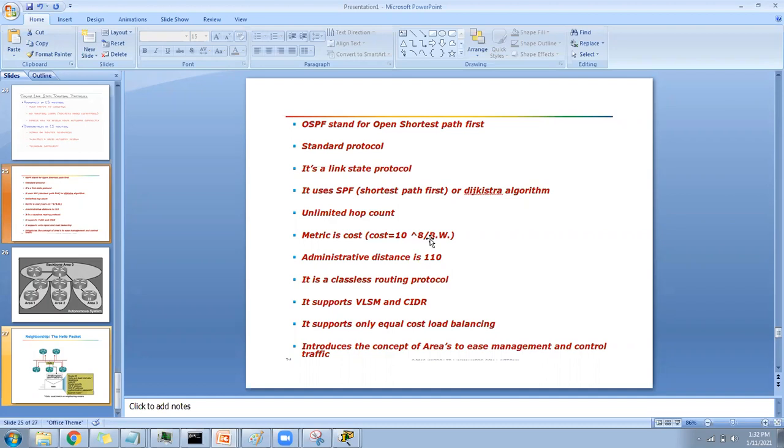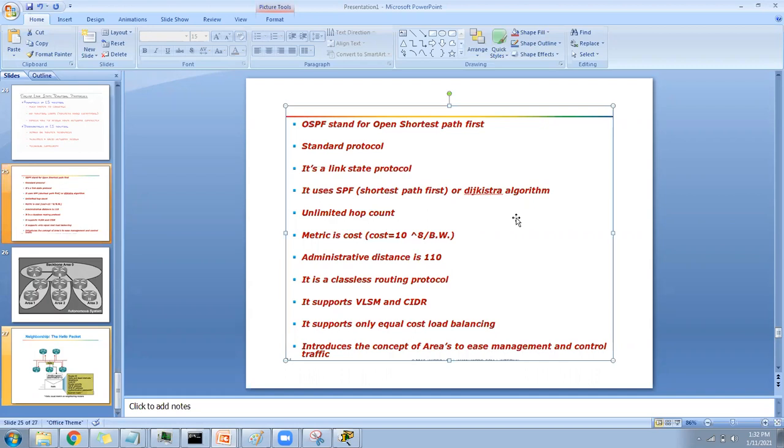What is the cost? It is 10 to the power 8 divided by bandwidth. So this is the metric cost. We'll see that. Then administrative distance is 110. It is a classless routing protocol. See, a classful routing protocol means it does not support subnetting.